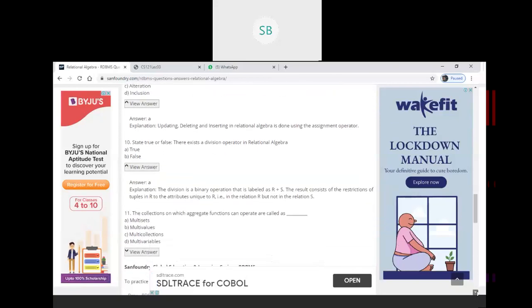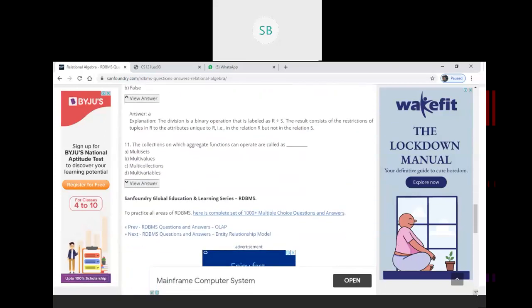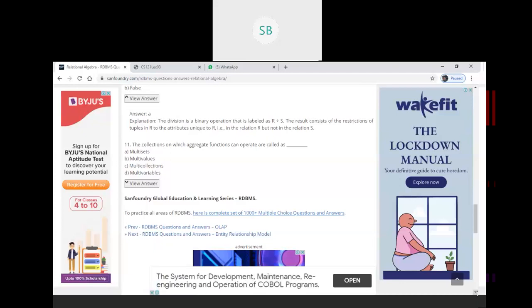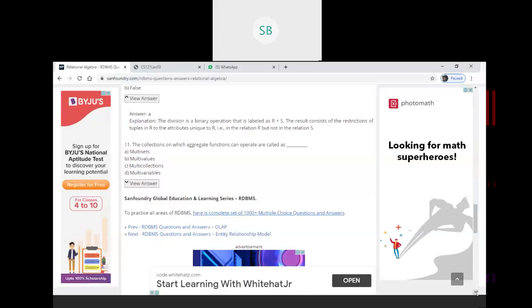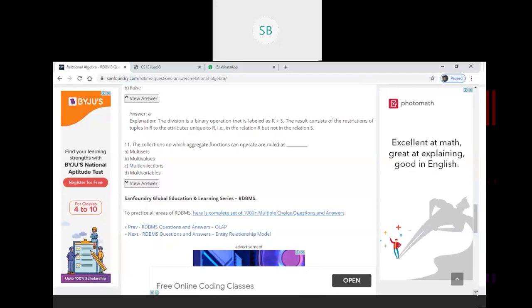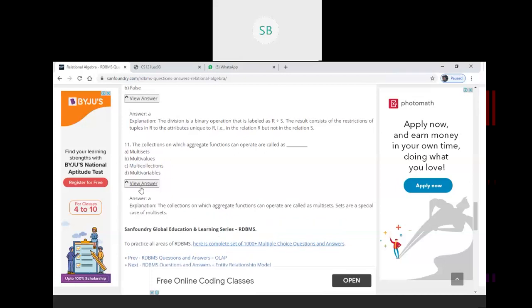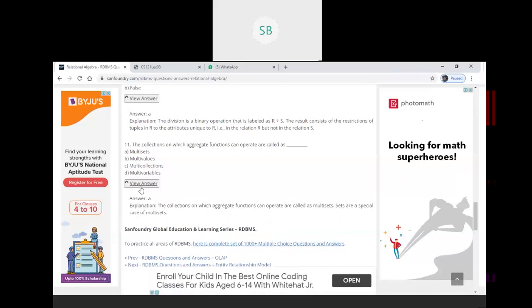And the last question, we studied it just a few minutes back. The collections on which aggregate functions can operate are called what? Multisets, multivalues, sets. Which one? Multisets. Yes, it is A. Yeah, multisets. Okay.